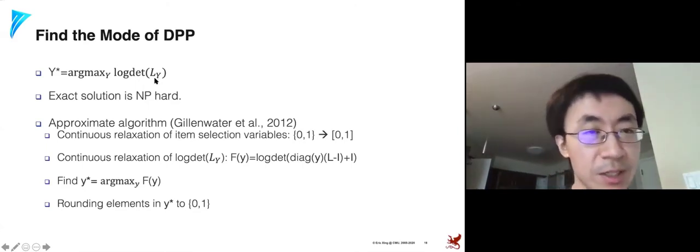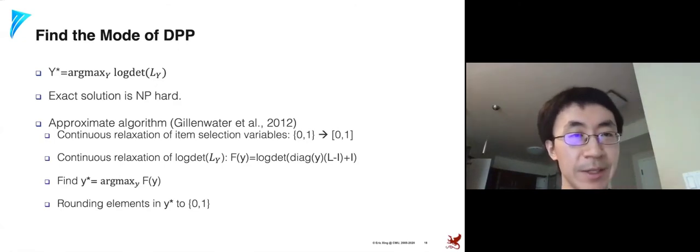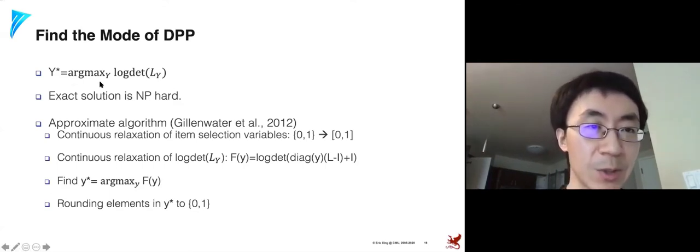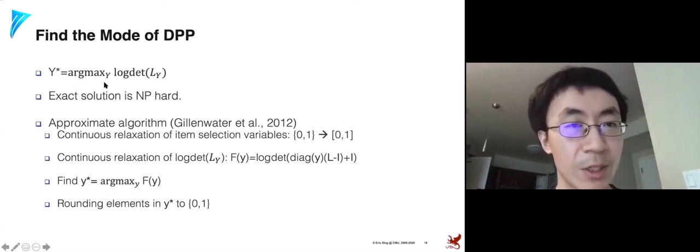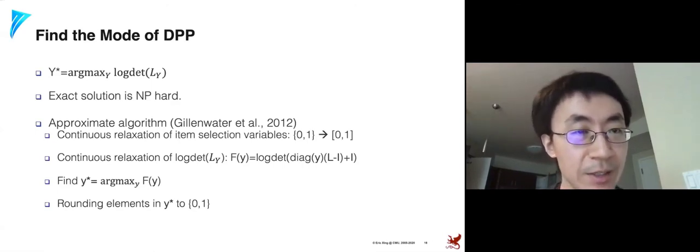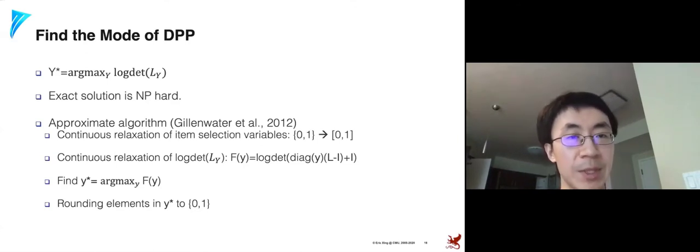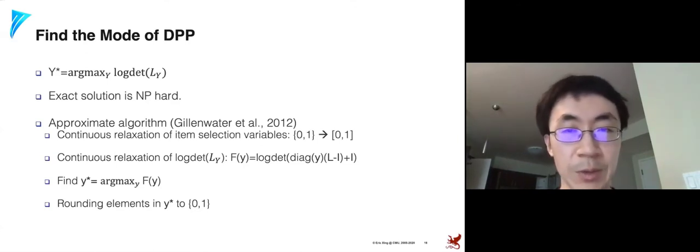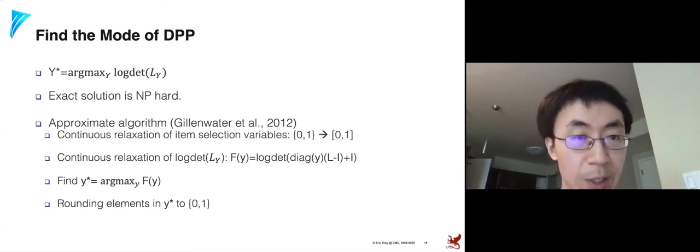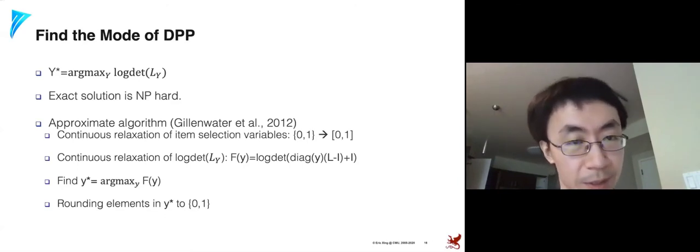Finding the exact solution is NP-hard. If you think about how many choices we have for Y, it is exponential, 2 to the power of the cardinality of the universal set. So people have developed approximate algorithms to find the mode. Here we introduce one particular method, which is relatively easy to implement.